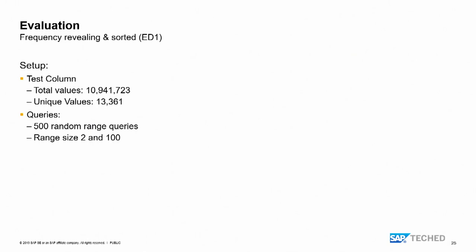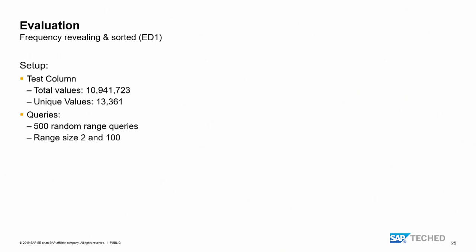And I start with an evaluation of ED1, the frequency revealing and sorted option. And the setup is the following. We have one test column that has almost 11 million entries. Of those 11 million, only slightly more than 13,000 are unique. We analyzed a whole lot of real database columns, and this is a typical scenario, to have only few unique values.